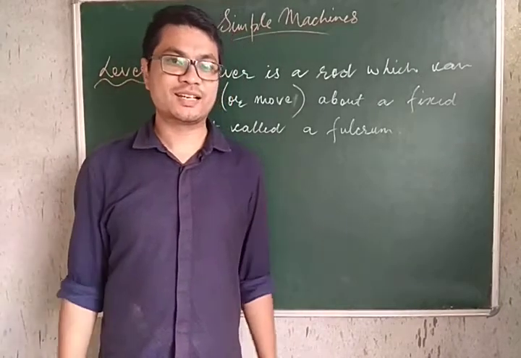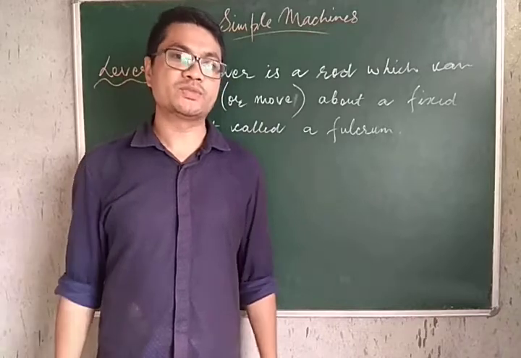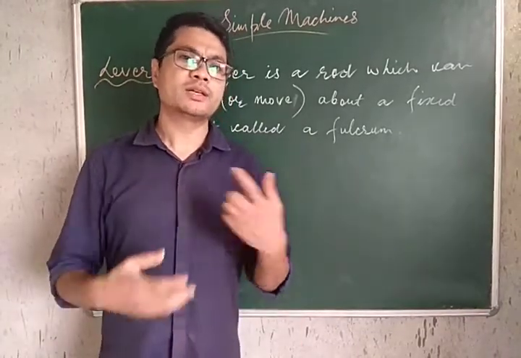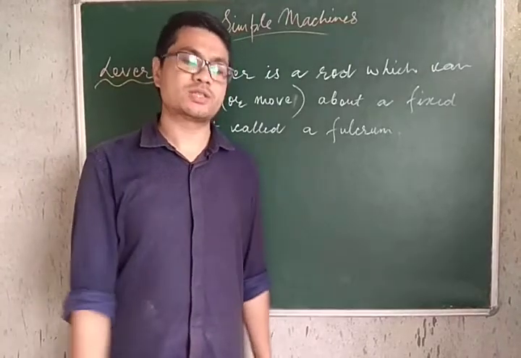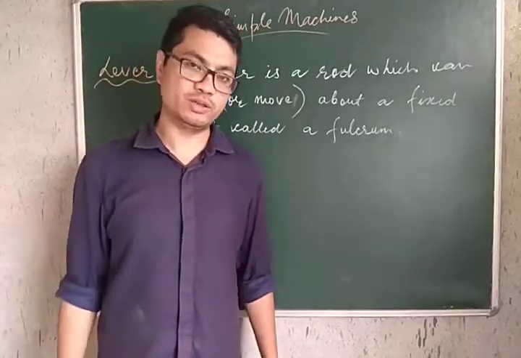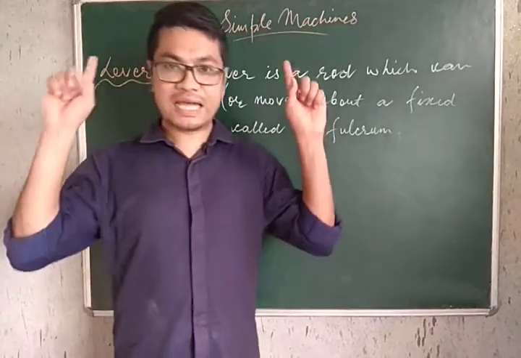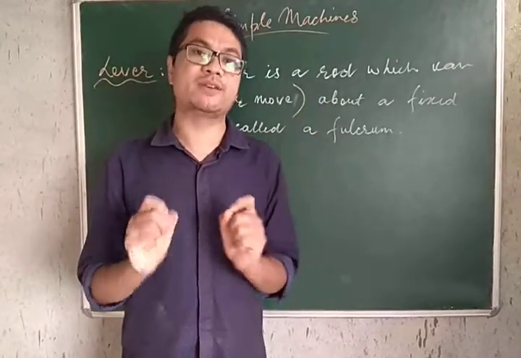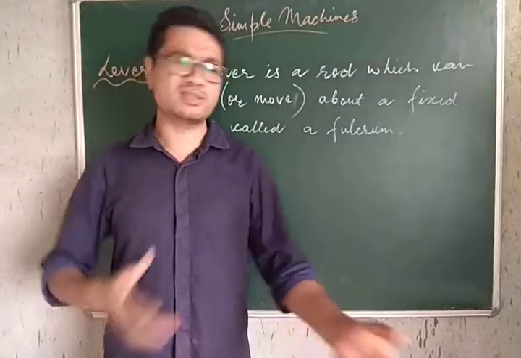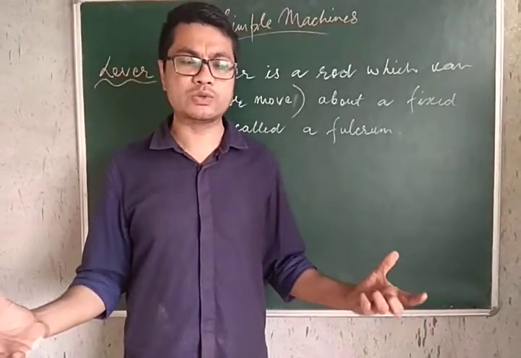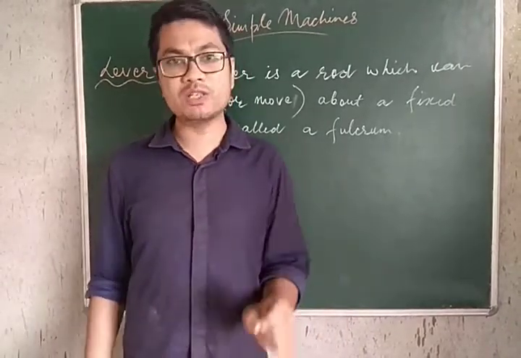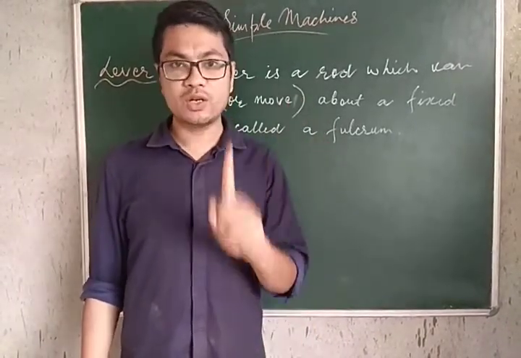Hello class 6. In the previous videos we learned what a simple machine is and we looked at the functions of simple machines. We also studied something called the efficiency of a machine, wherein we saw that only for ideal machines is the efficiency 100% or 1, whereas for real machines, the everyday machines that we use, the efficiency will always be lesser than 100% or 1.